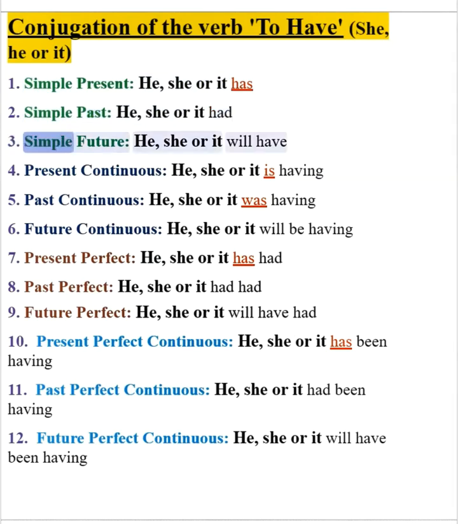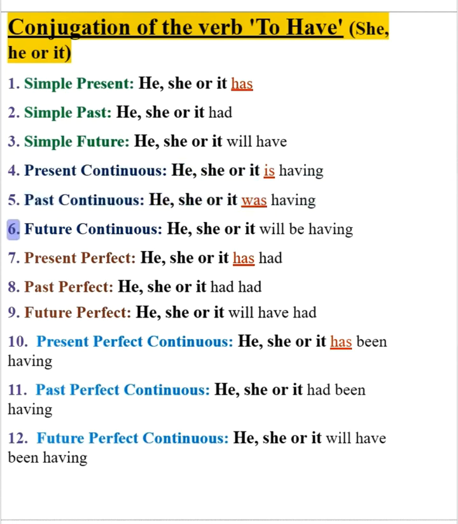3. Simple future, he, she or it will have. 4. Present continuous, he, she or it is having. 5. Past continuous, he, she or it was having.